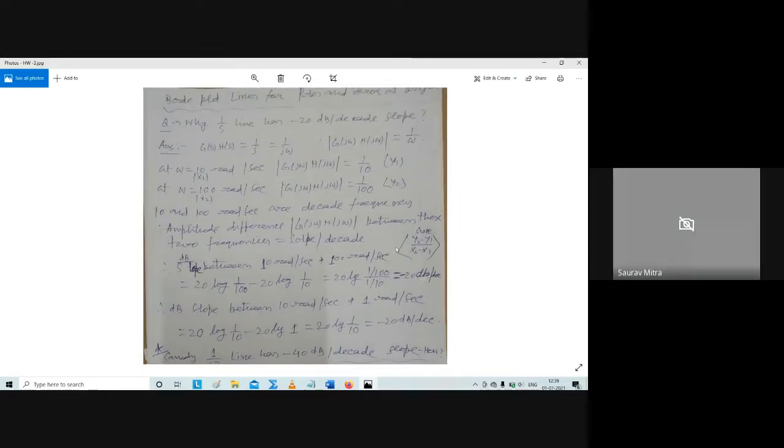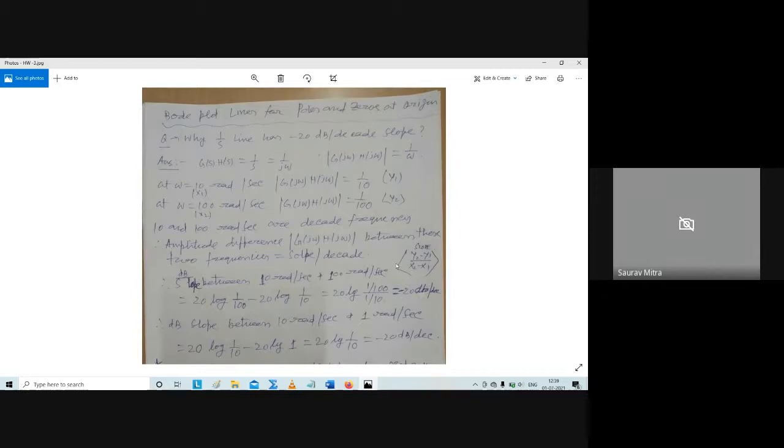Yeah, so you asked this question, and this question is very much reasonable. Somebody asked why the 1 by s line has to have a slope of minus 20 dB per decade. So it is very simple. If it is s at the numerator, that means a single zero at the numerator, the slope will be plus 20 dB per decade. But if it is 1 by s, that means a single pole, or first order pole, at the denominator, it will have a slope of minus 20 dB per decade.